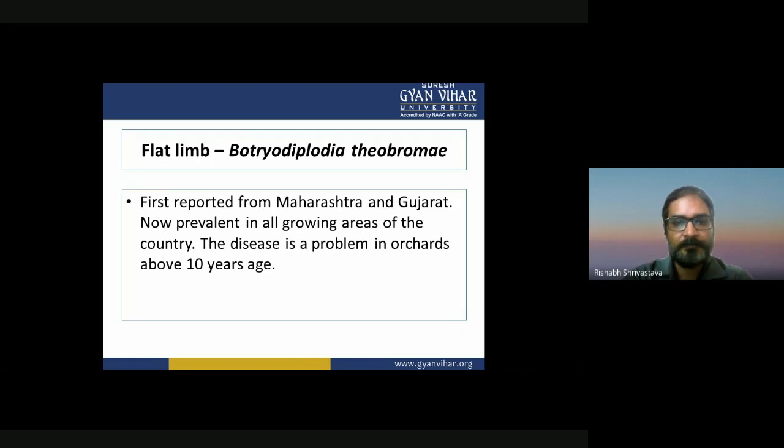Flatid, Botryodiplodia theobromae. It was first reported from Maharashtra and Gujarat. It is now prevalent in all growing areas of the country. The disease is a problem in orchards above 10 years of age.